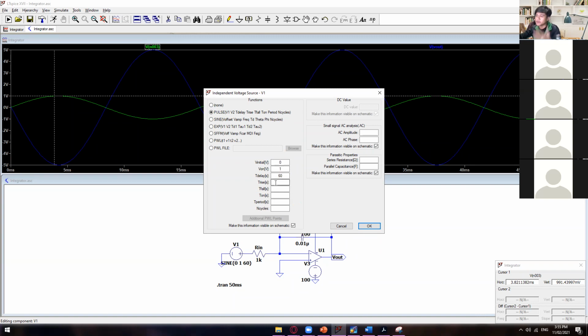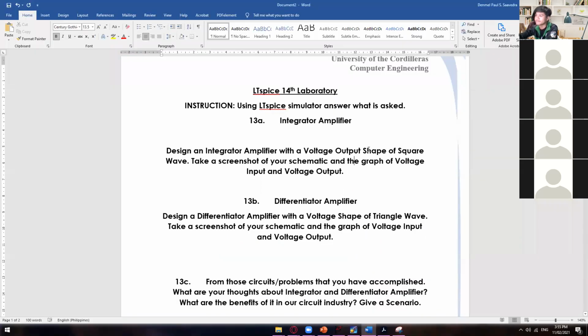So put here, let's say 100, 200, 0, 0, and then let's say 10. It's your experiment, okay? I would like you guys to find a value for the pulse and then come up with a result of square wave. Just like what I'm asking for your integrator amplifier.